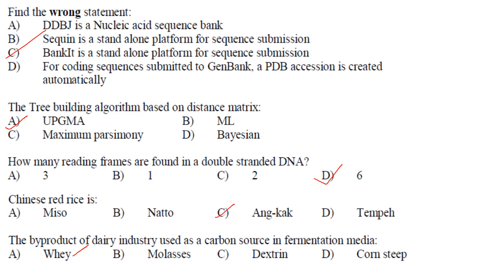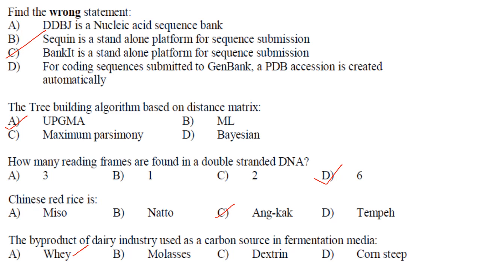The next one. Find the wrong statement. DDBJ is a nucleic acid sequence bank. Yeah, that is correct. DDBJ of Japan. Then Sequin is a standalone platform for sequence submission. That is also correct. BankIt is a standalone platform. BankIt is not a standalone platform. Only Sequin is the standalone platform. So the wrong statement is option C. Then next one. The tree building algorithm based on distance matrix. So the one based on distance matrix is UPGMA. Answer is option A.